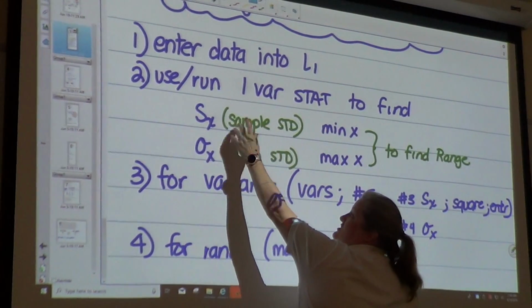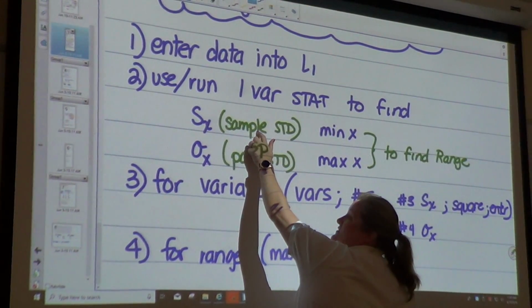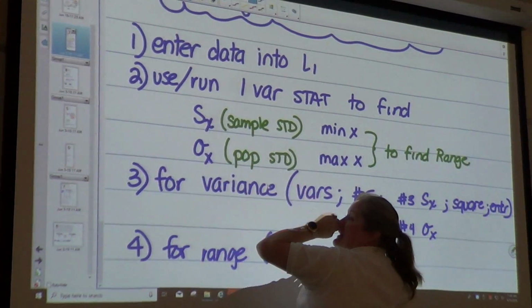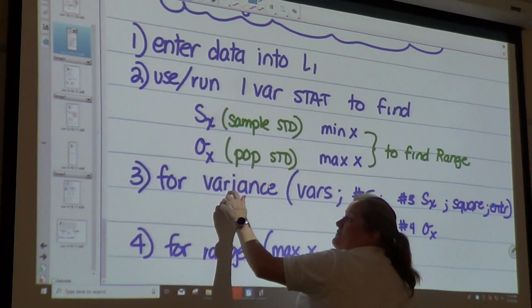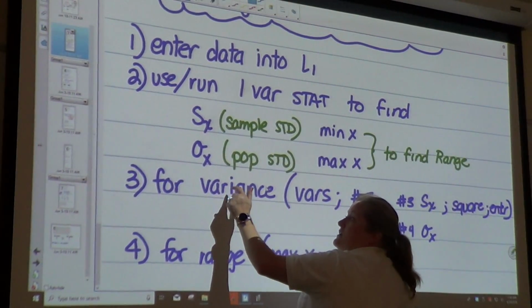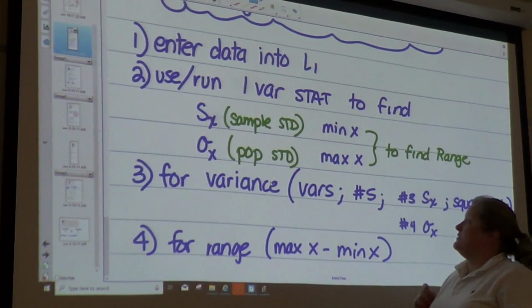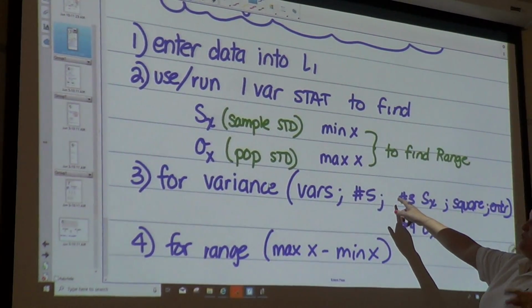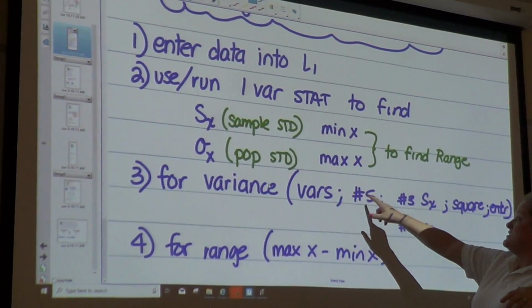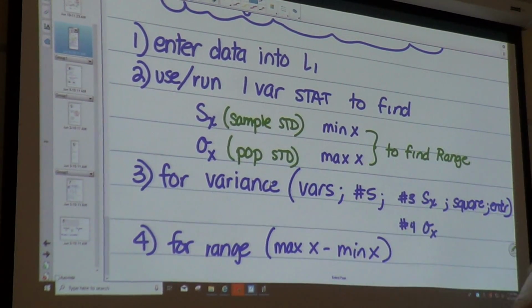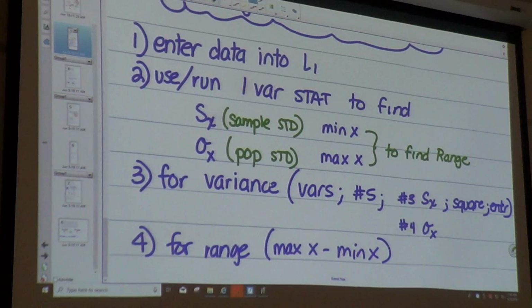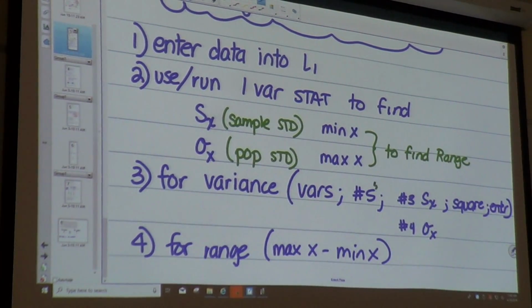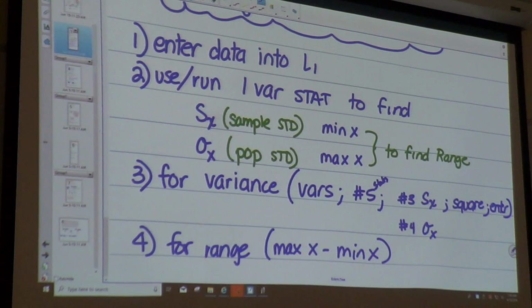If we're doing standard deviation, Sx is our sample standard deviation. Sigma x is our population standard deviation. And how do we get variance? You square whichever answer you're looking at. And these are the steps to copy and paste. You hit VARS, number 5. Number 5 is for stats. And then you choose one of those two. And then you hit the square button and then enter. So those are the steps of what we did before.